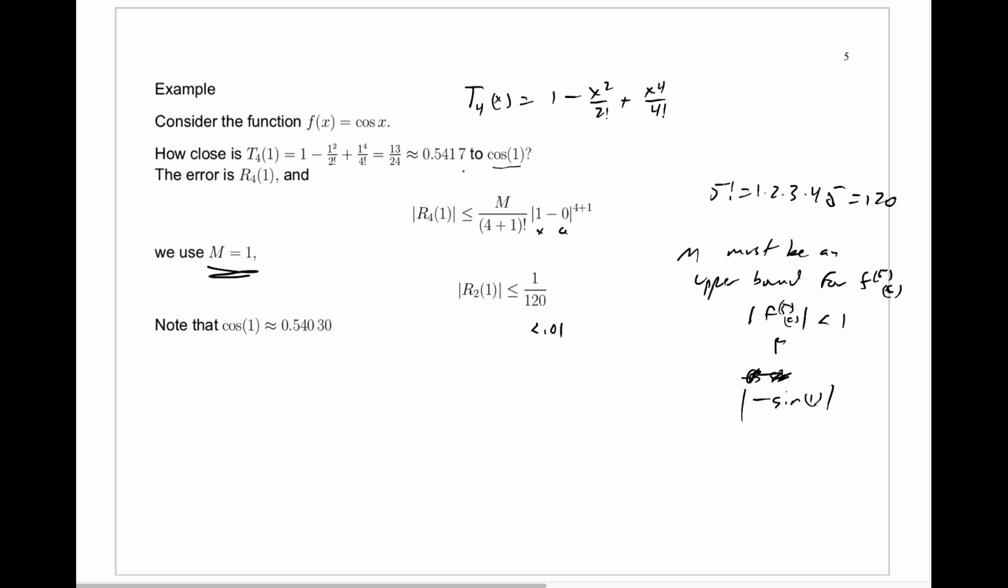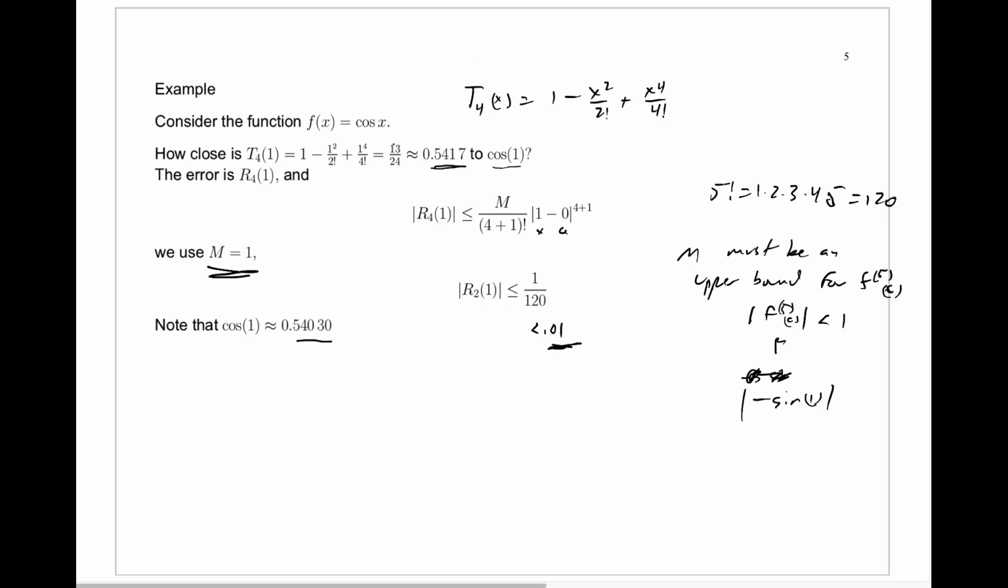So here was our value for T4 of 1. This was our approximation using the fourth degree Taylor polynomial. If you just use a good calculator or computer, you could actually compute cosine of 1 as 0.54030, and you can see how close they are. They're actually much closer than within 0.01. 0.01 is just the maximum possible thing the error could be. The error will in general be smaller than that.